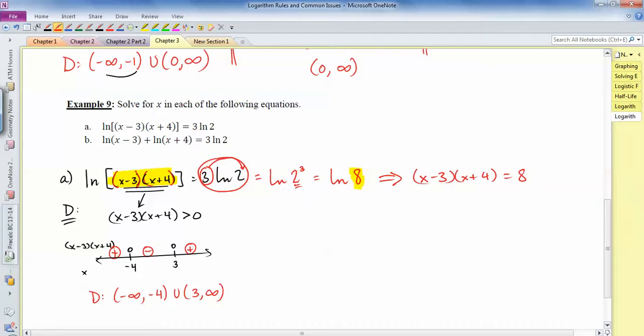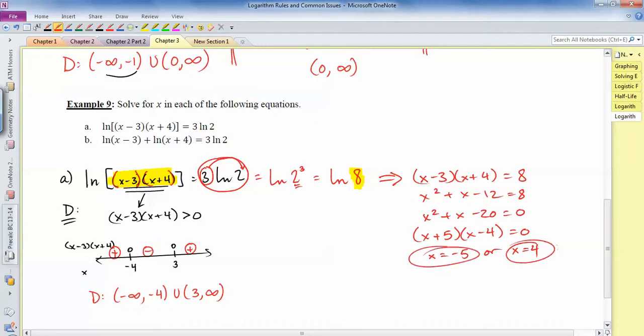So at this point, it's just a quadratic that you have to solve. If you multiply this out, you get x squared plus x minus 12 equals 8. And then I'll subtract the 8. So I get x squared plus x minus 20 equals 0. This is factorable by hand. So you get (x plus 5)(x minus 4) equals 0. And then if you solve this, you get x equals -5 or x equals 4. And if you look at whether or not that works in your domain, they both work. So they're both valid answers.